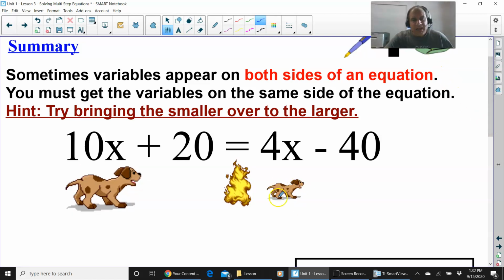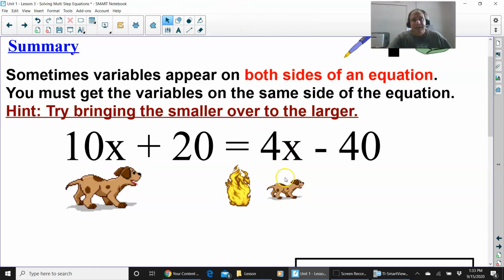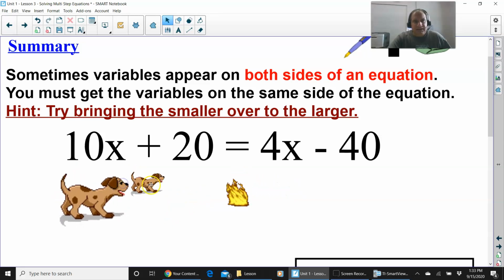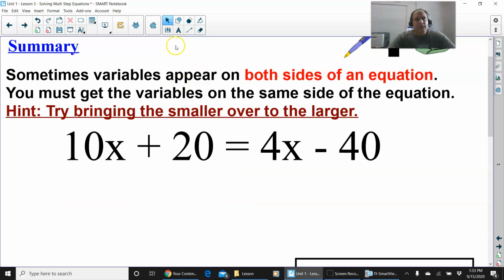So what I have here is a small dog, and this 4x is a smaller coefficient, and this big dog is over here barking at the small dog to come over through the fire. So we're going to get this small doggy over to the big doggy, and everything will be extremely good because they'll be together. So how would you do that? What you do is take the opposite of a positive 4x and you subtract 4x. And you're passing that equal sign. It's like you're carrying this whole 4x over to the 10x.